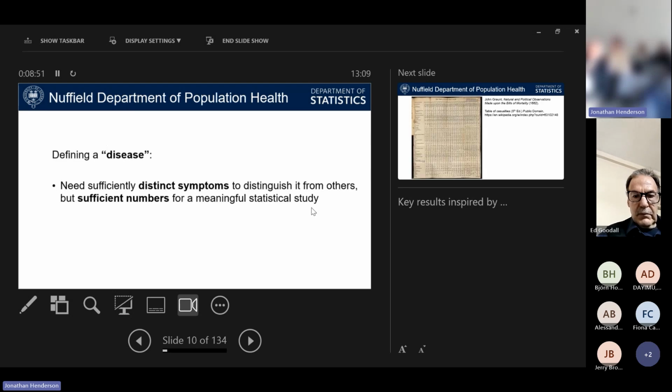Once you start thinking about how you define a disease, it's not as straightforward as you might think. You typically have a collection of symptoms, and you need a sufficiently distinct collection of symptoms to distinguish one disease from another, but you also need a sufficient number of cases for a meaningful statistical analysis.